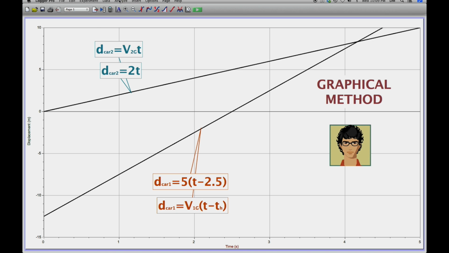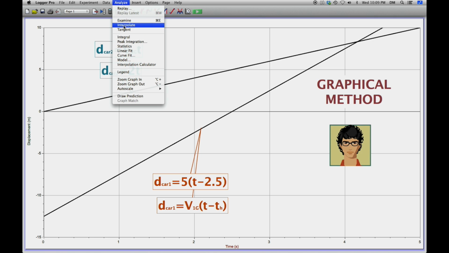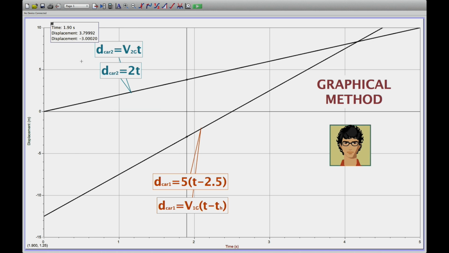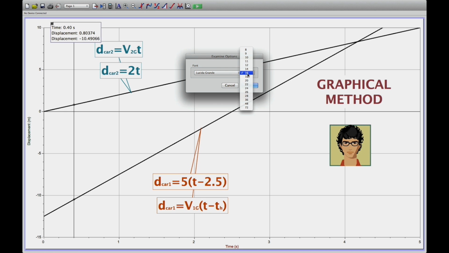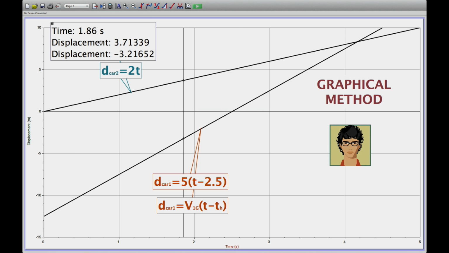All right, if I turn on the interpolator, we can get some values over here. Let's make this slightly bigger for us so that we can see it. How's about 36? That would work for me. Will it work for you? We'll find out. Yeah, plenty big.